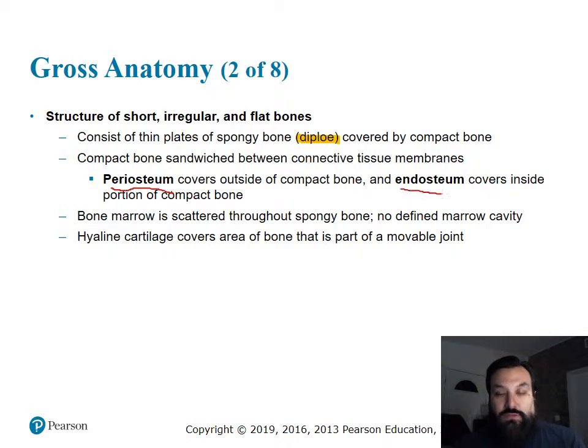Periosteum and the endosteum. The periosteum is an outside covering of compact bone. This would be the external part of the compact bone, in all of these types of bones here, but also in the long bone as well. And what we call the endosteum is the inside lining of compact bone, the internal part of the bone. Peri means outside, endo means inside.